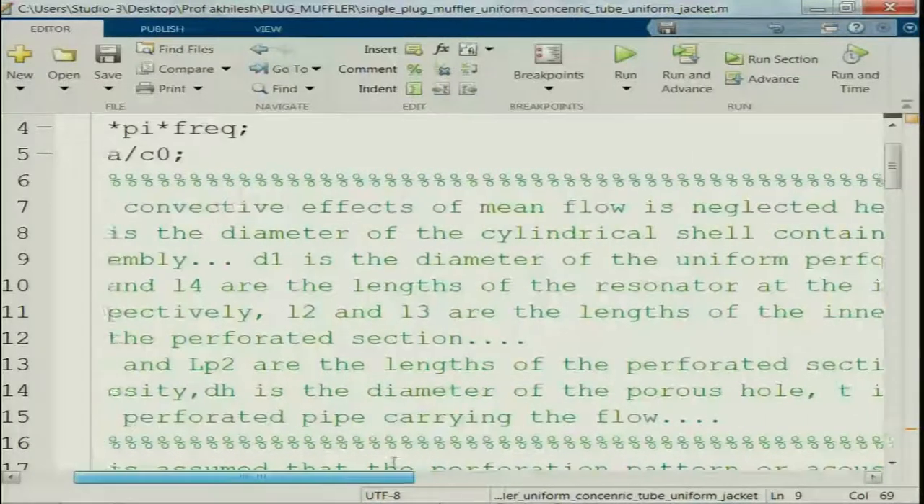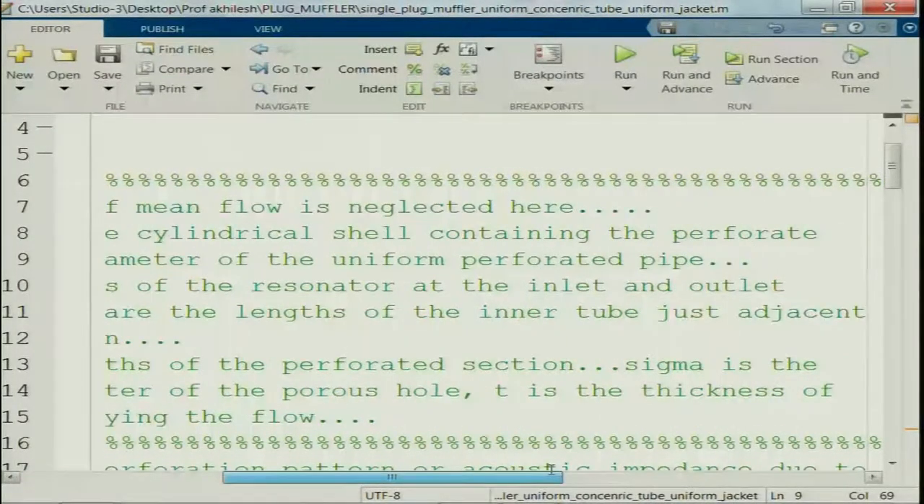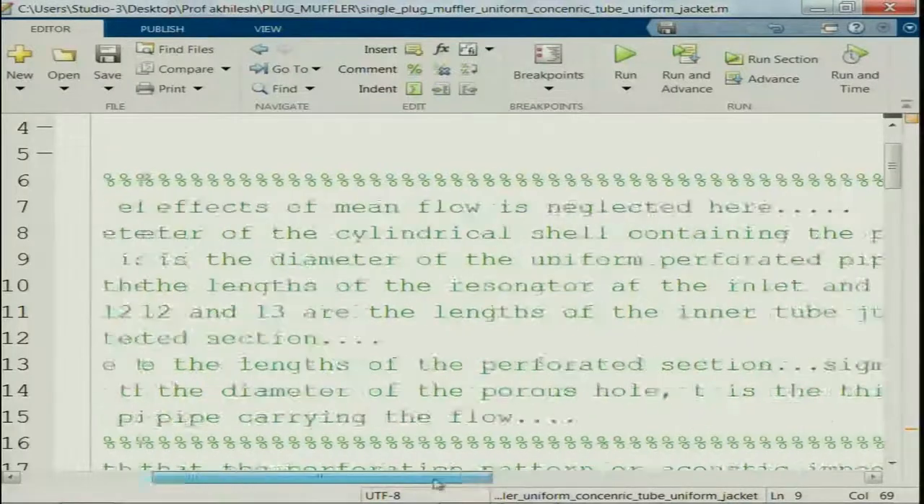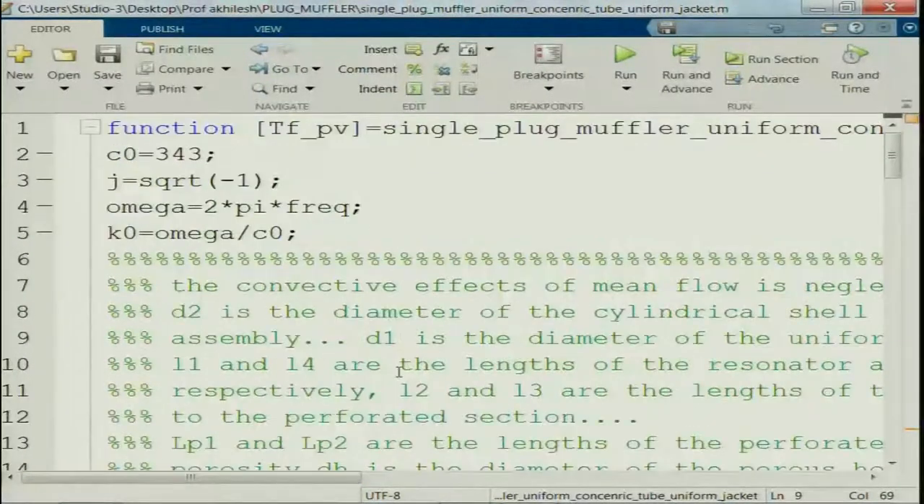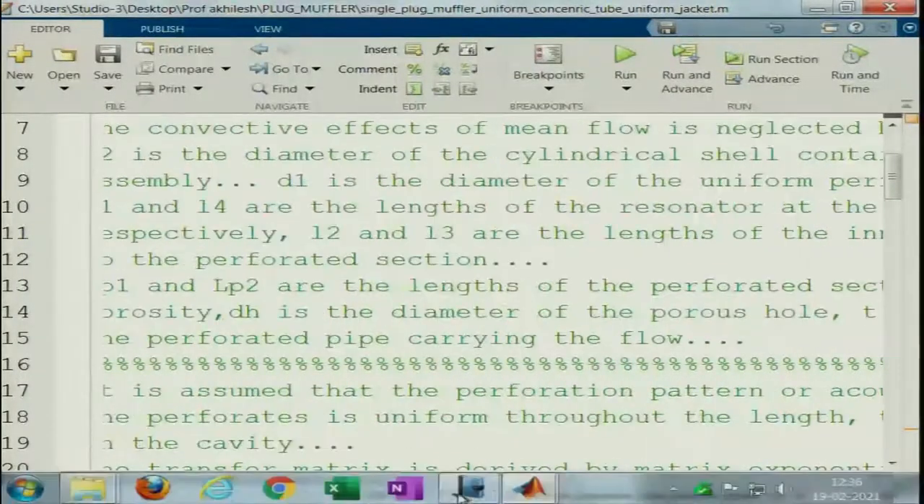L1 and L4 are the lengths of the resonators at the ends of the inner tube just adjacent to the perforated section. LP1 and LP2 are the lengths of the perforated sections. So, there is flexibility of choosing different lengths, and as usual DH and T is the thickness of the perforate parameter. I will not explain that. But basically what is important here is L1 and L4 are the lengths of the resonators at the inlet and outlet. So, let us go back to the figure.